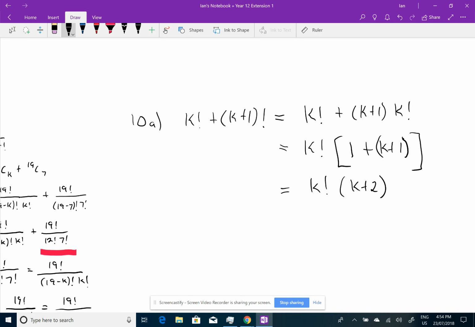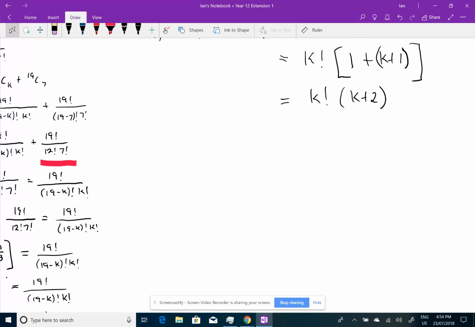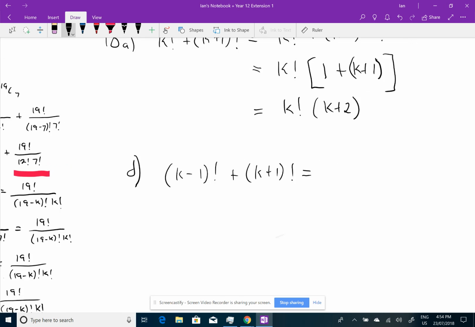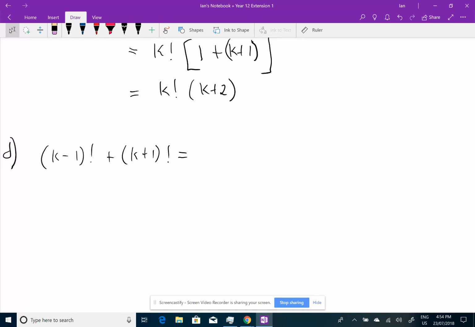Let's have a go at, I'll let you do B. C, I'm going to have a go at D. So 10D. Because this one uses a k minus 1. So I've got k minus 1 factorial plus k plus 1 factorial. So we need to get some common ground. So remember, k minus 1, I can write that as, I'll just leave that as k minus 1 factorial.